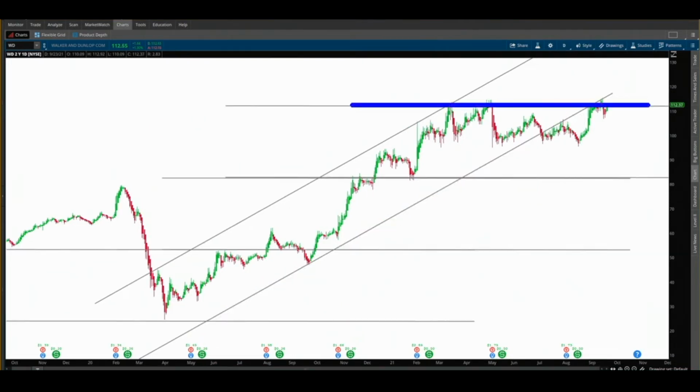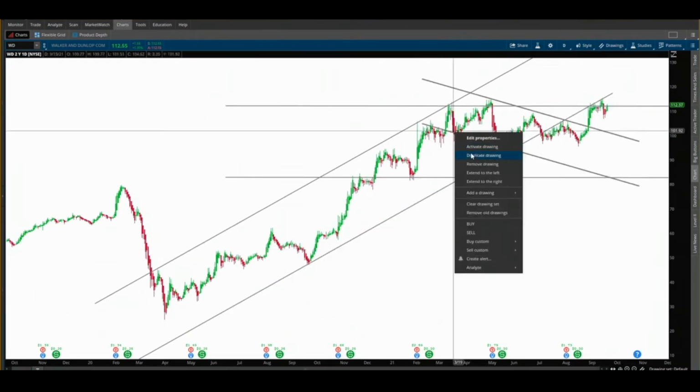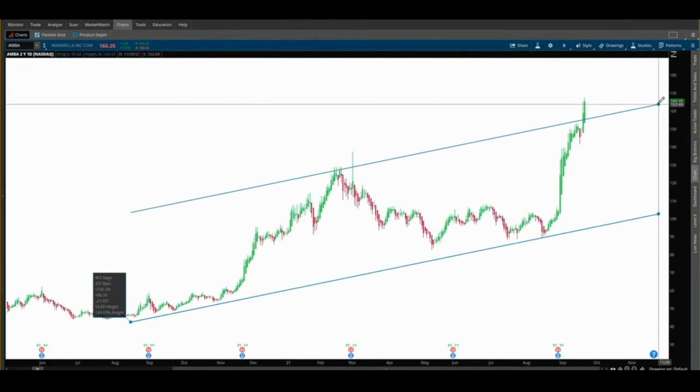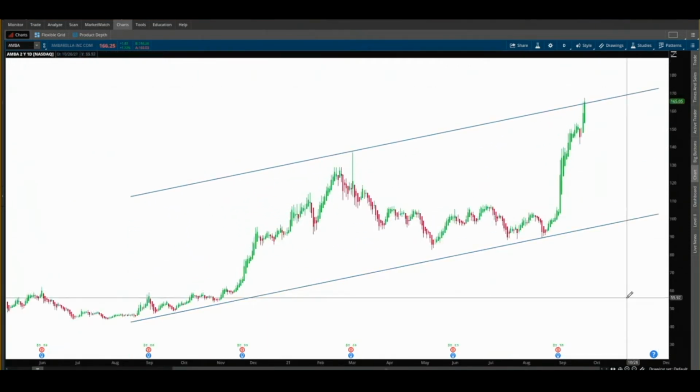So maybe we could add some horizontal lines to get confluence. And what would it look like if we added a downward channel? Horizontal, uptrend diagonal, downtrend diagonal. It's a little bit sloppy, so maybe take another trade. Overall, diagonal uptrend channel, support and resistance. Right up against it, but before we take a trade, let's take another look.